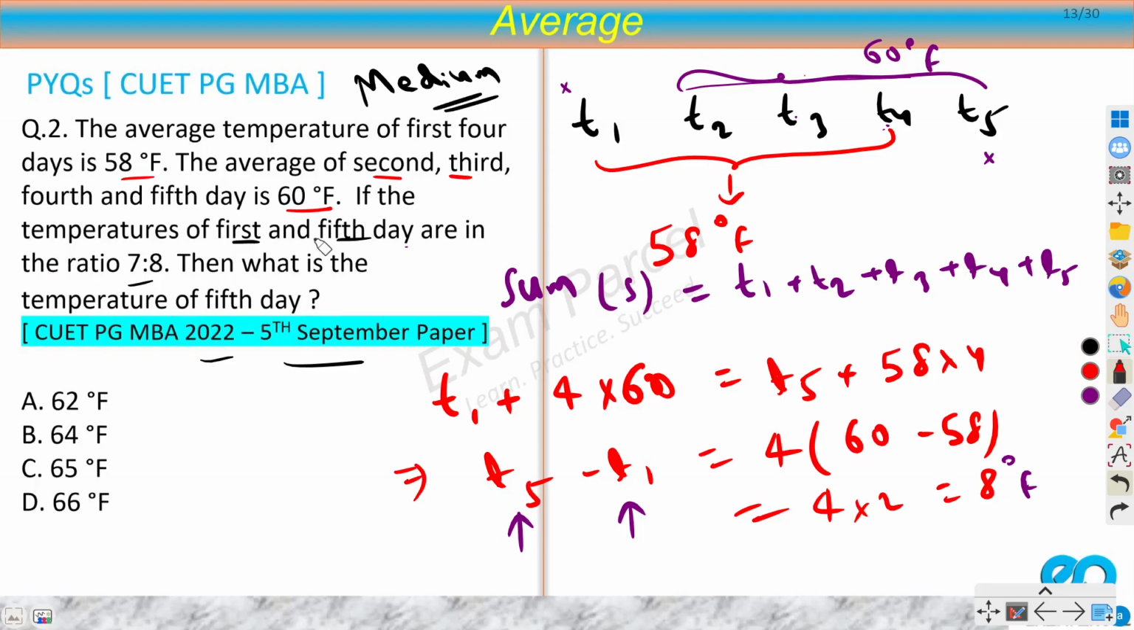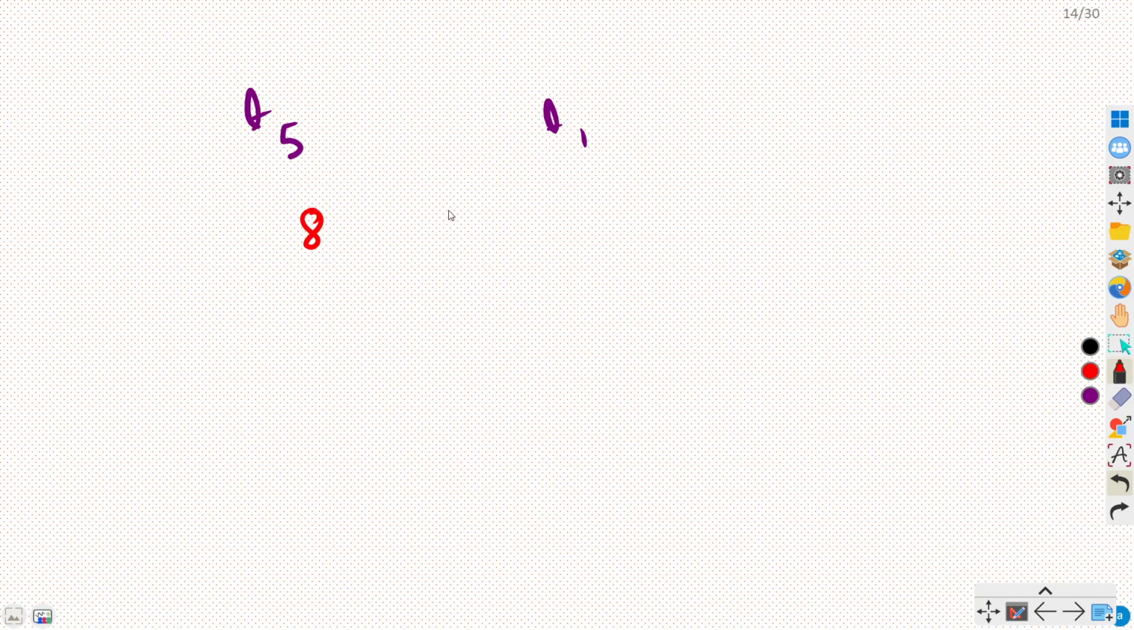So we know T5 and T1. We know the ratio as well. So the ratio is: fifth day is 8, and first day is 7. And we know the difference between them. The difference we found as 8, right?